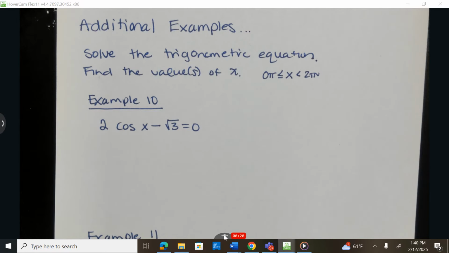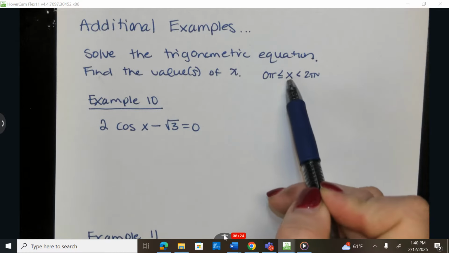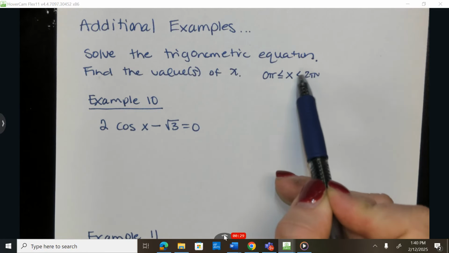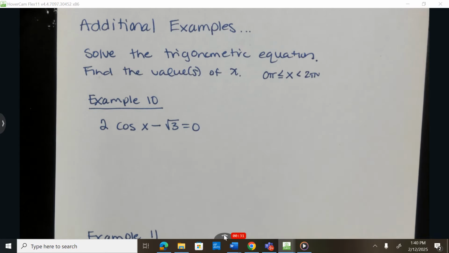Our goal is to find the value of x by solving the trigonometric equation. Remember that our x will be as low as 0 pi and it will go up to 2 pi, but 2 pi will not be considered as a solution.